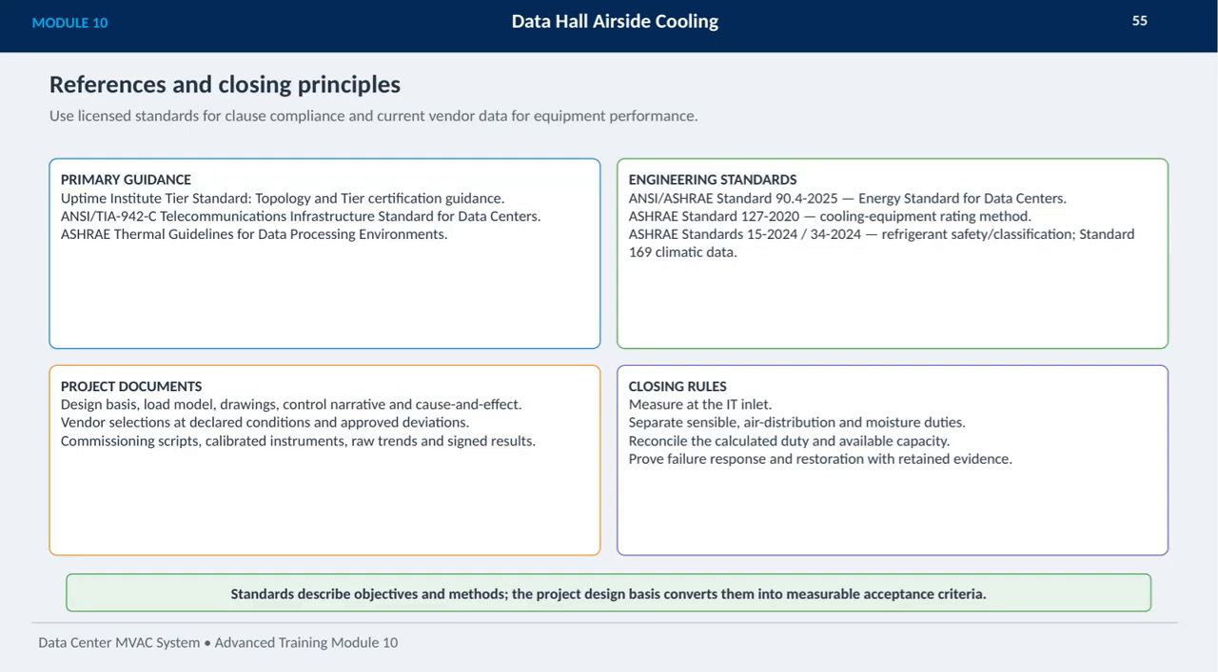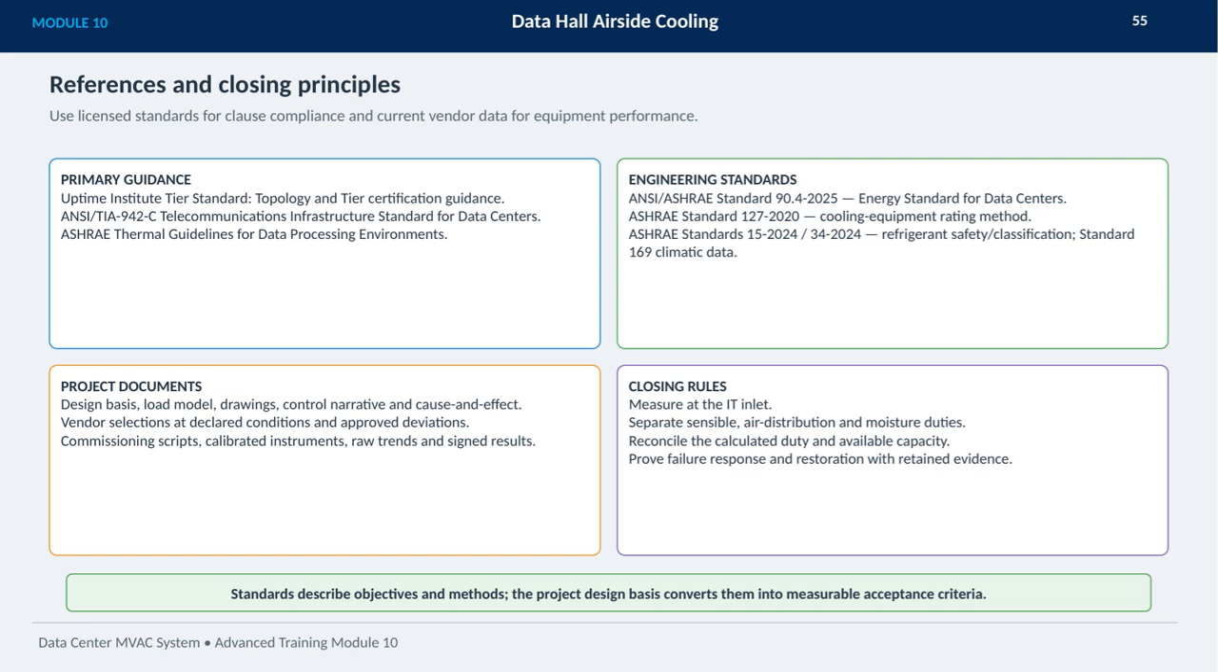As we conclude Module 10 on Data Hall Airside Cooling, it's essential to remember that compliance with licensed standards ensures both safety and performance. Key references include the Uptime Institute Tier Standard, which guides topology and tier certification, alongside the ANSI/TIA 942C and ASHRAE thermal guidelines tailored for data processing environments. Engineering standards like ANSI/ASHRAE 90.4 to 2025 and 127.2020 provide energy and cooling equipment performance criteria, while the ASHRAE safety standards govern refrigerant use and climate data.